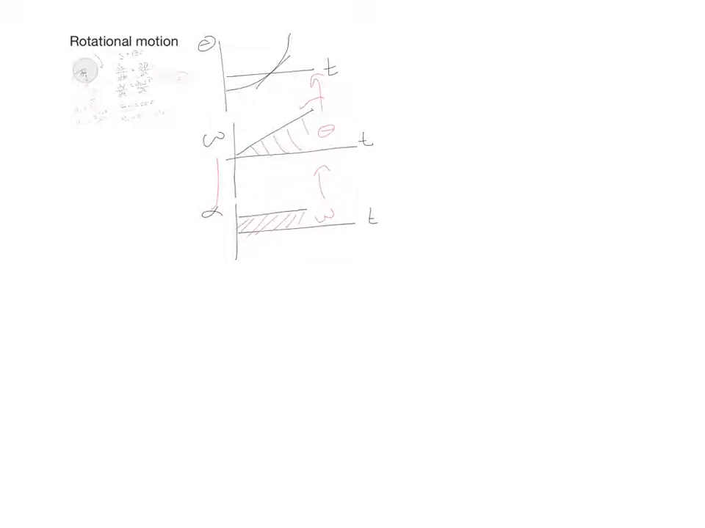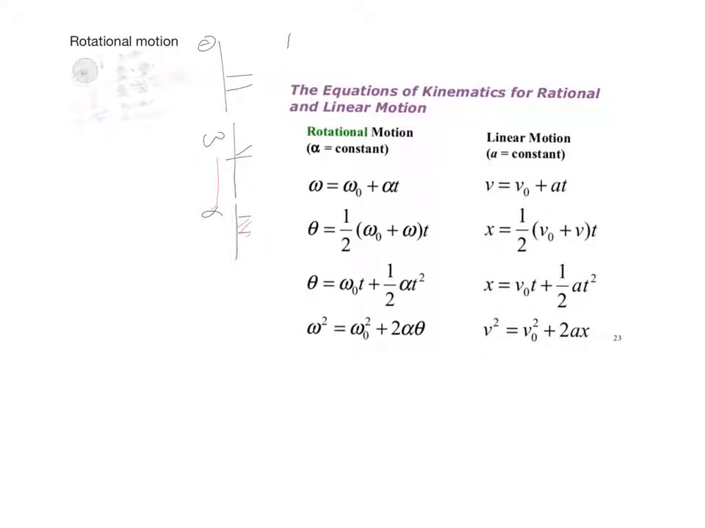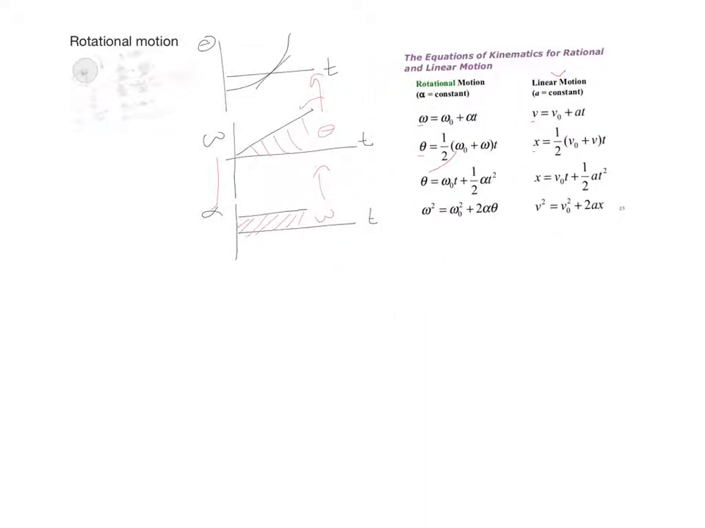Now, that's going right along with our linear values. So you can see everywhere where there is an omega, that's where it is replacing the v. Okay, alpha is replacing a, and theta is the displacement. Now that's going to work for all of the equations that we have that explain the linear motion.